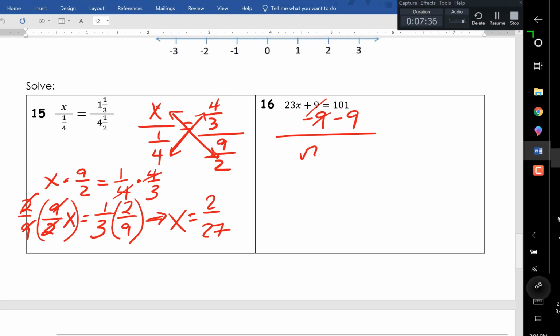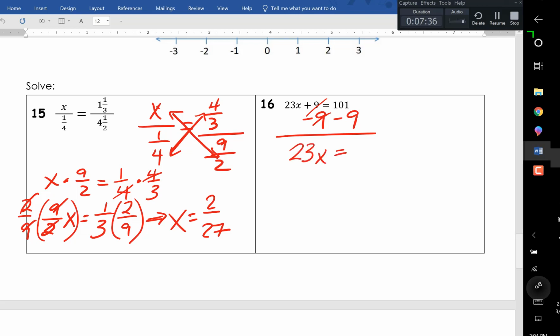So now the 23x, sorry about that, the 23x is all by itself on the left side. So 23x equals 101 minus 9 is 92. So now you have 23 times x equals 92. If you want to undo multiplication, you divide. So you're dividing both sides by the coefficient of x. That will make that cancel out. So x equals 92 divided by 23, and that is going to be 4.